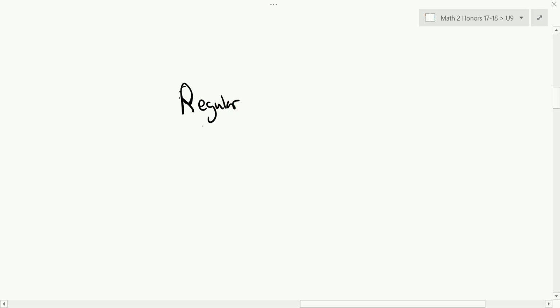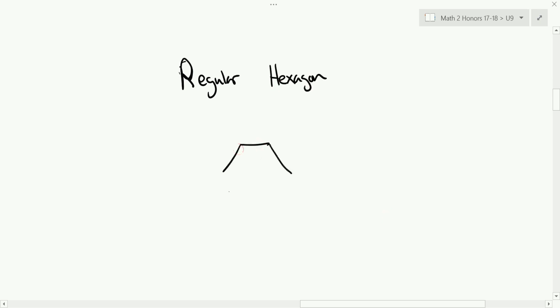The word regular, when we're talking about polygons, means all the side lengths are the same and all the angles are the same as well. Okay, that's when we use the word regular. So a regular hexagon. If all the side lengths are the same and all the angles are the same, the first thing I want you to know is, what are the angles?